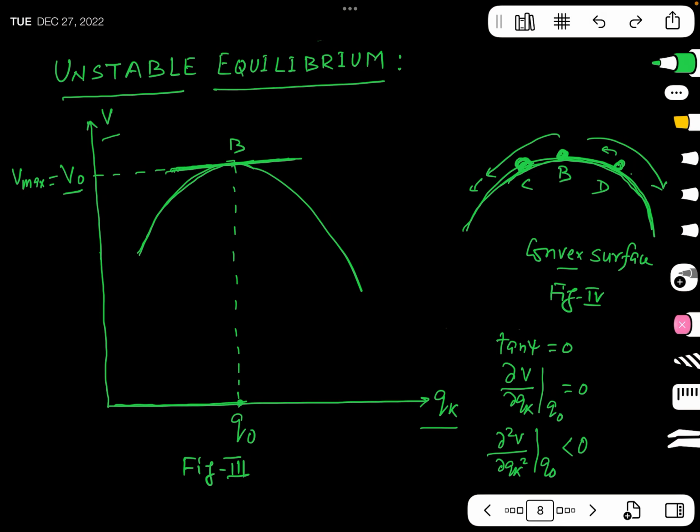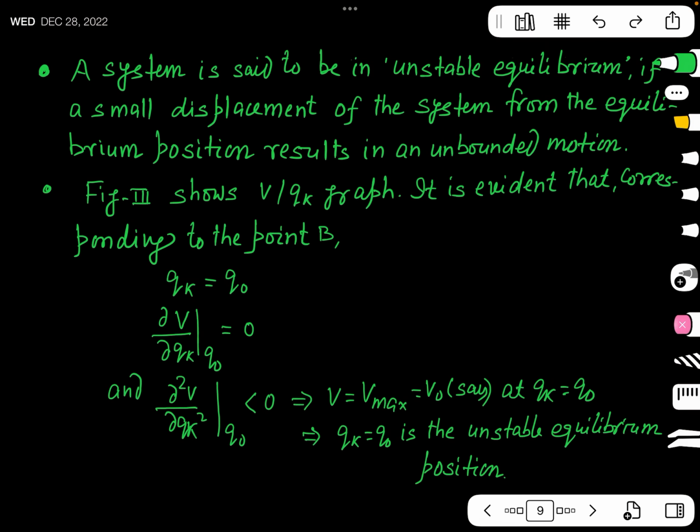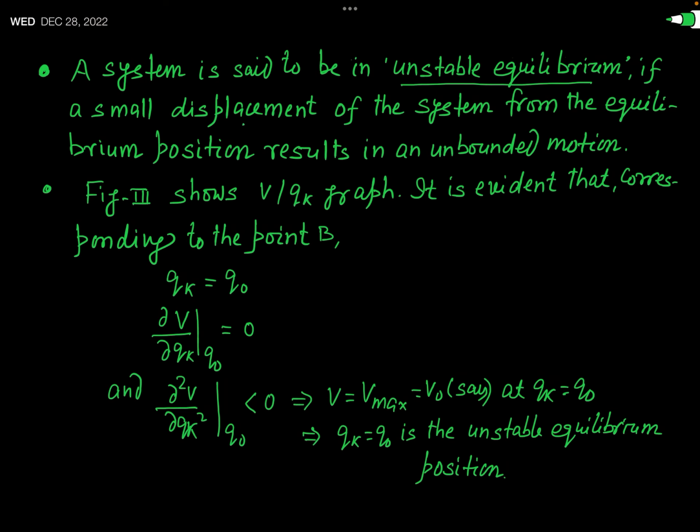And all these things which I have just explained are mentioned here for your convenience. You can note down these things in your notebook. You can see that I have mentioned that a system is said to be in unstable equilibrium if a small displacement of the system from the equilibrium position results in an unbounded motion. Mark it, unbounded motion.